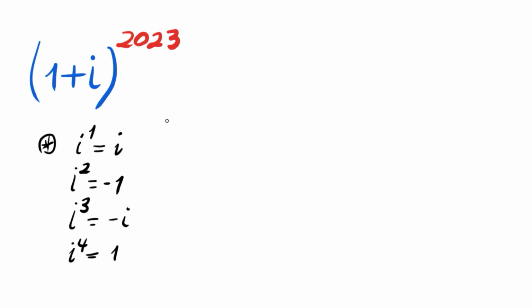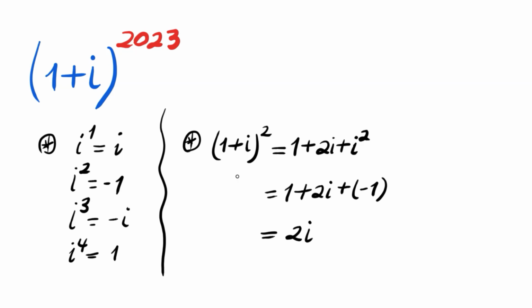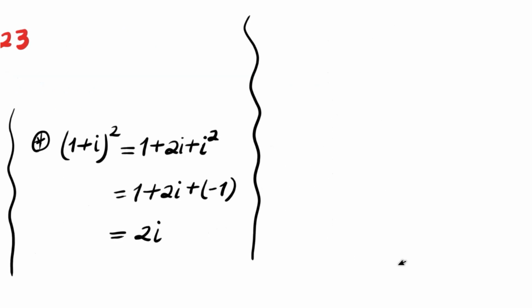Now 1 plus i is also a special number for complex numbers, since 1 plus i all squared is equal to 2i. Let me show you. This is equal to 1 squared, which is 1, 2 times 1 times i, which is 2i, and i squared, but i squared is equal to negative 1, as I said. So this 1 and negative 1 cancel. We have 2i. For 1 plus i squared, we have 2i. So we will use this now.